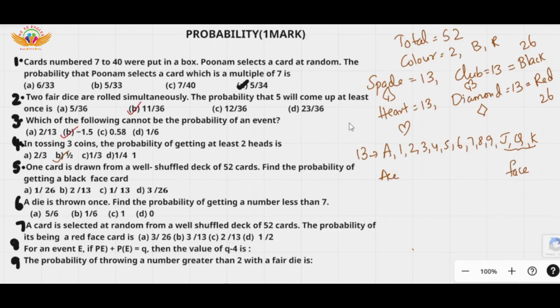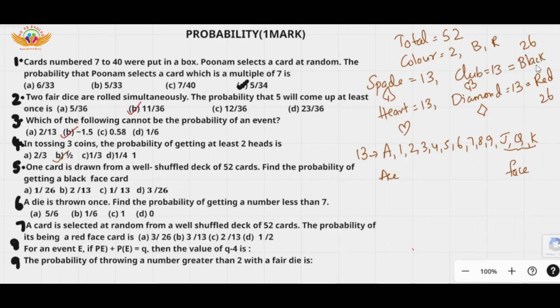Okay, done. So you have to just remember this. There are a total of 52 cards. There will be black and red cards. There will be 4 shapes: spade, club, heart and diamond. Each shape has 13, 13, 13, 13. Together it makes 52. Black has a total of 26.